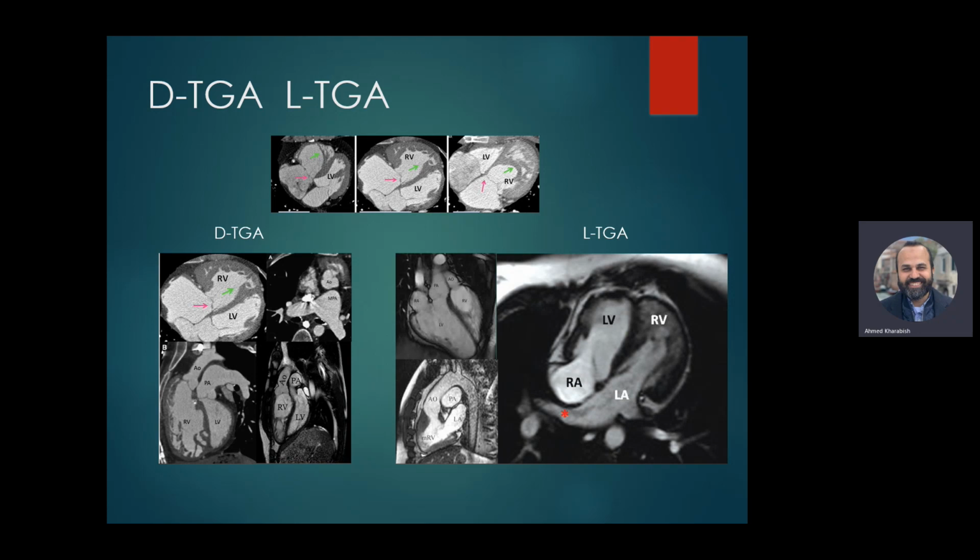Okay. So when you see the aorta anterior, it's a TGA, right? And then if it's on the left side, then it's LTGA. And then when you go down to the ventricles, you would expect that the right ventricle will be on the left side.